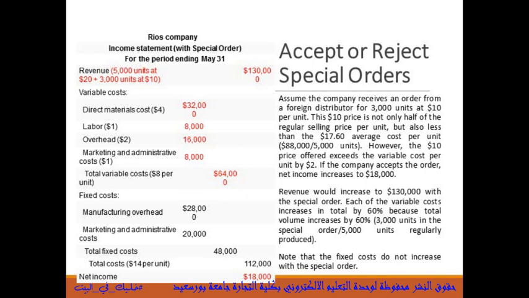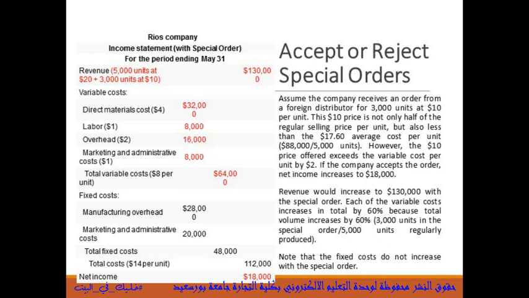This $10 selling price per unit is a discount price. It is not only half of the regular selling price per unit, $20, but also less than the average cost per unit. The average cost per unit is $17.6. However, the $10 price offered exceeds the variable cost by $2. The contribution margin per unit for the special order is $2 per product unit. If the company accepts the order, net income increases to $18,000.